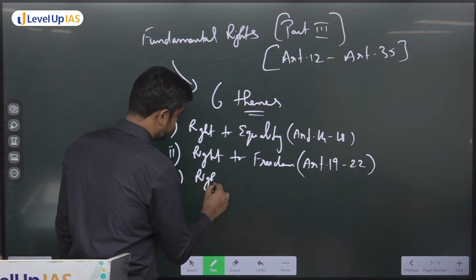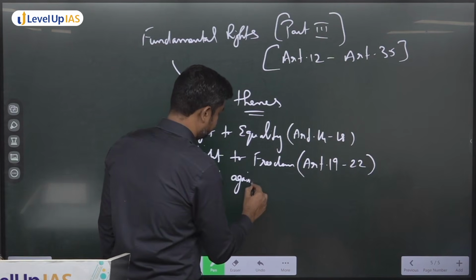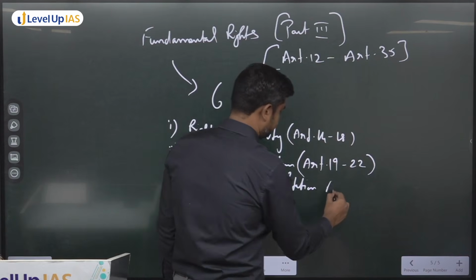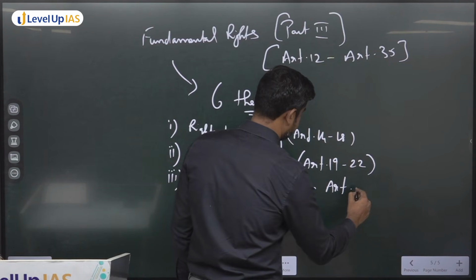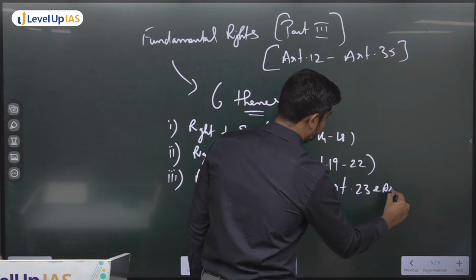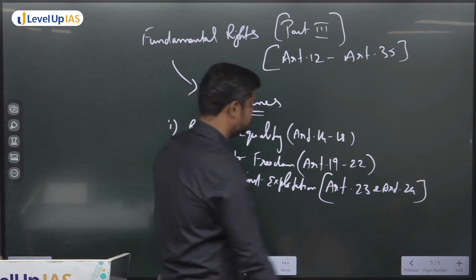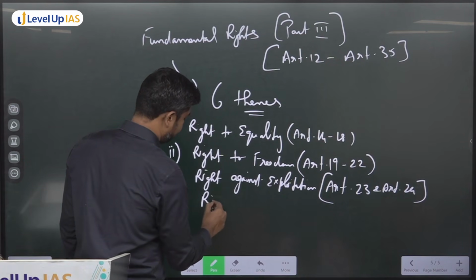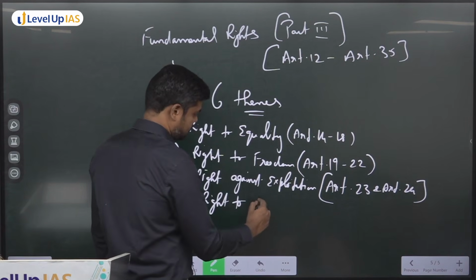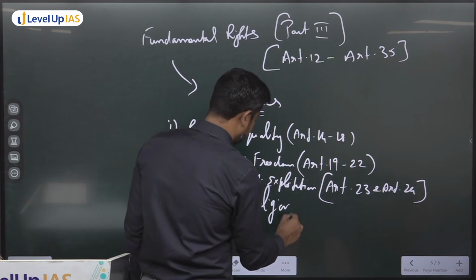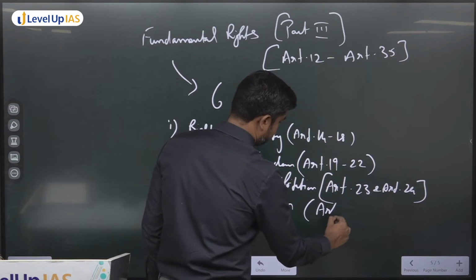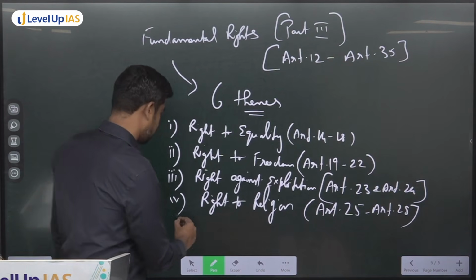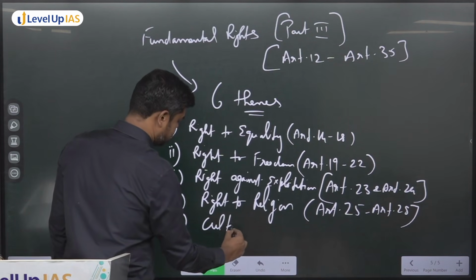Right against exploitation. Right against exploitation is article 23 and article 24. And then you have right to freedom of religion. Right to freedom of religion, or right to religion, is from article 25 to article 28. And then you have cultural and educational rights of minorities.